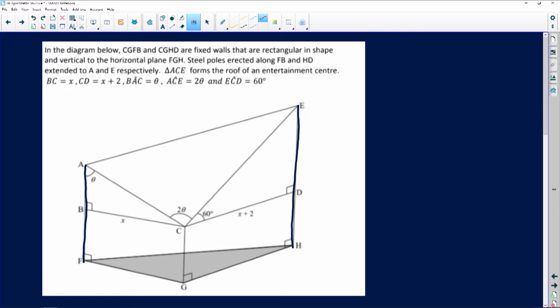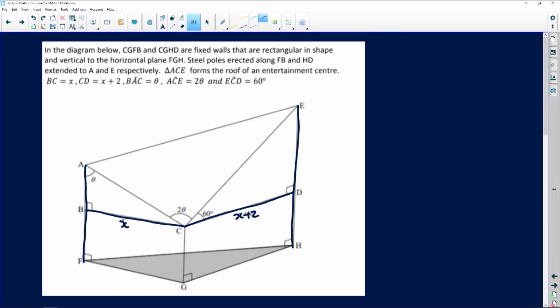We are also told that triangle ACE forms the roof of the entertainment center. And then we have BC equal to x. BC is this distance from B all the way to C. It is equal to x units. We also see that CD, from here to there, is actually x plus 2. We're happy with that x plus 2, right?